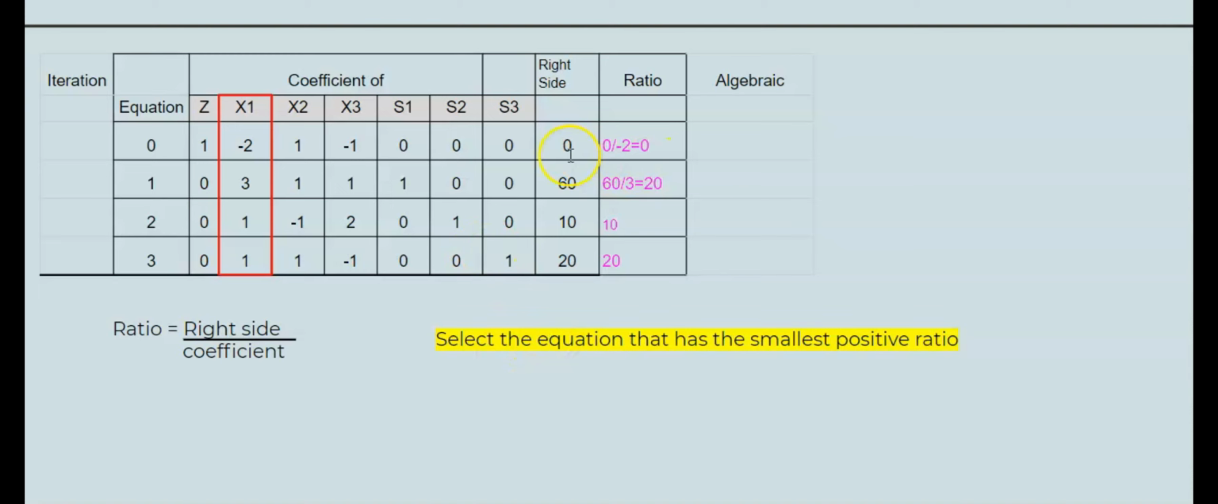So for example, the 0 divided by negative 2 becomes 0. 60 divided by 3 becomes 20. 10 divided by 1 becomes 10. 20 divided by 1 becomes 20. So looking at this, we're looking for the smallest positive ratio. So the smallest positive ratio would be a 10. So that's going to be the one that we're going to use.